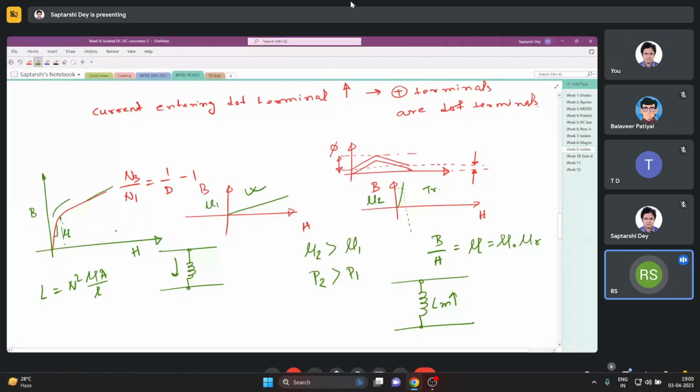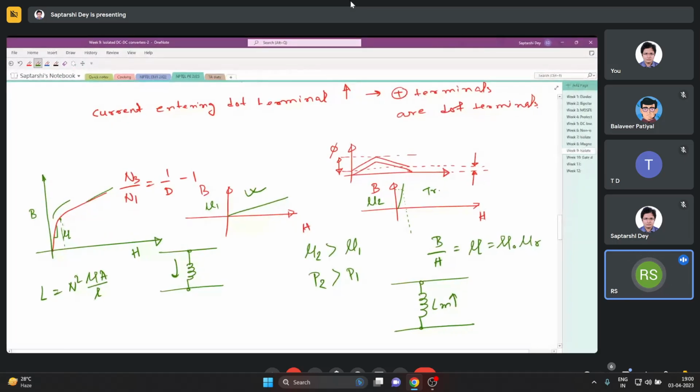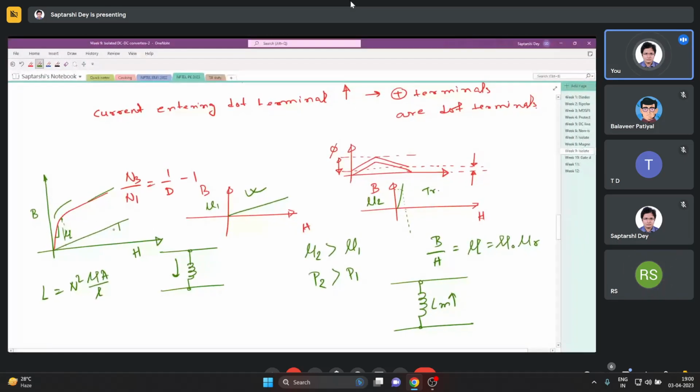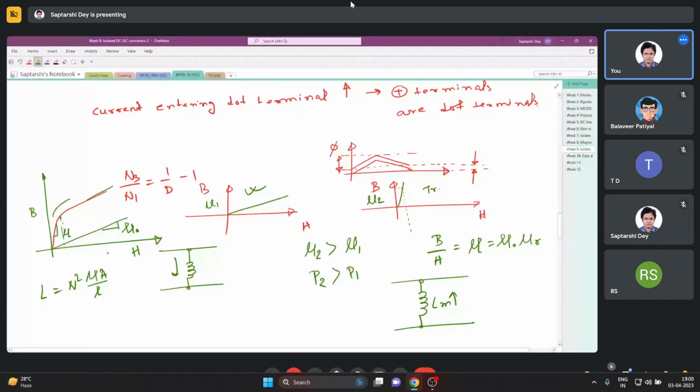The BH curve of air also has some slope, the least slope it will have, and that slope is given by mu naught. When the slope of the core's BH curve reaches this mu naught slope, then it is sufficient to say that the core reaches air permeability, it is completely saturated.